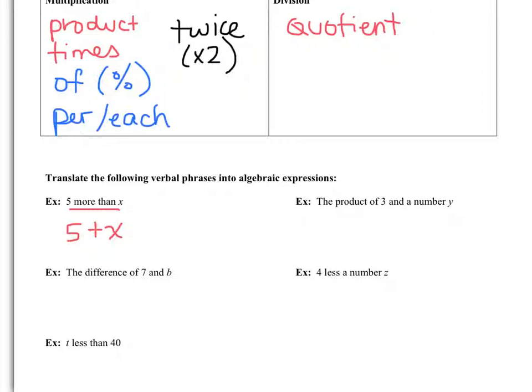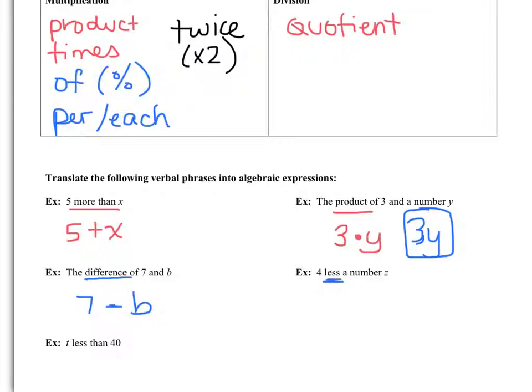As I'm scanning through this problem, the keyword or phrase that I see is product. Product means to multiply, so I would write 3y. I put the middle dot just kind of as a reminder, but I can also just put 3y back to back like that, and that's actually a little bit better just because it's a little cleaner. On the next problem, I see difference. I know difference means to subtract, and I'm subtracting 7 and b.